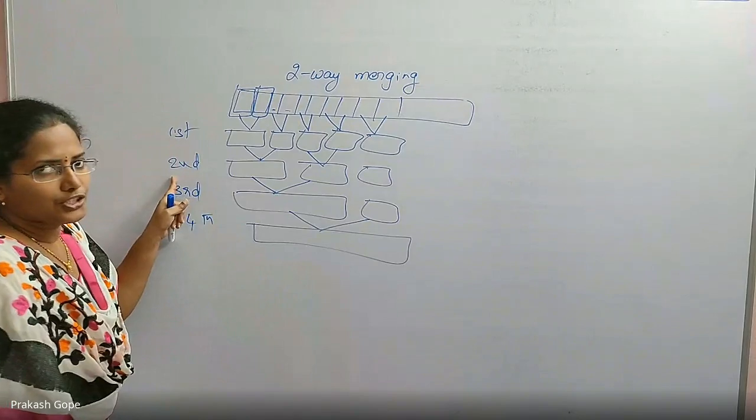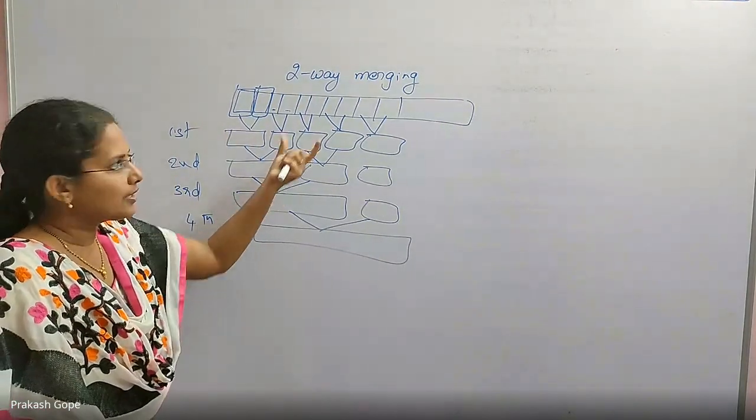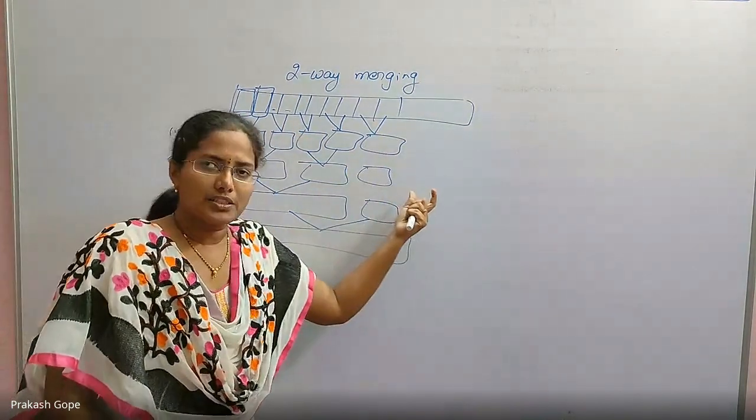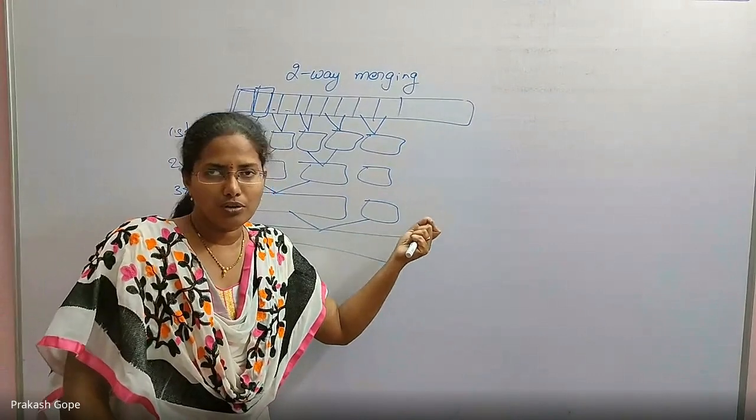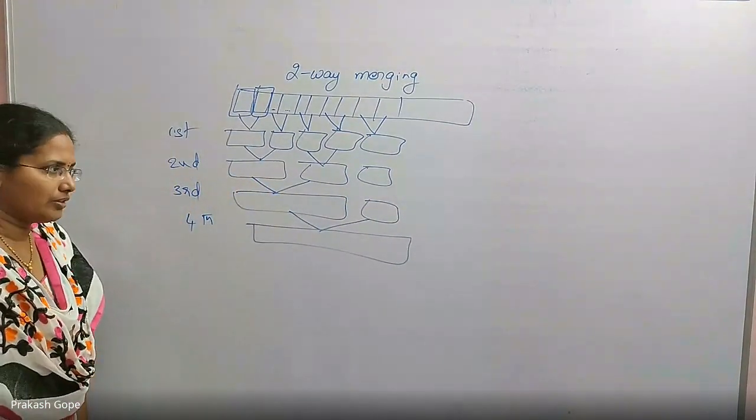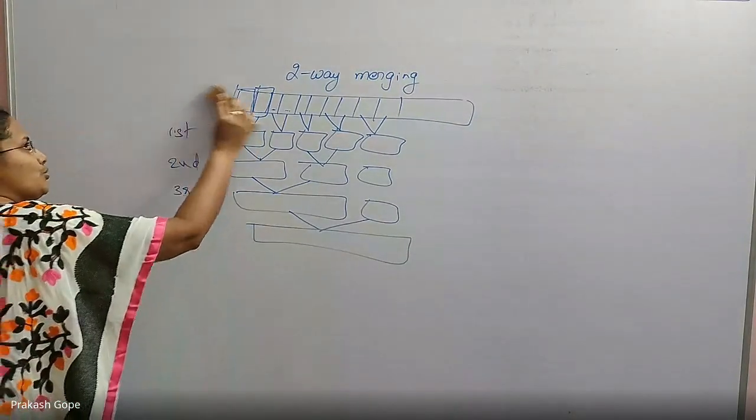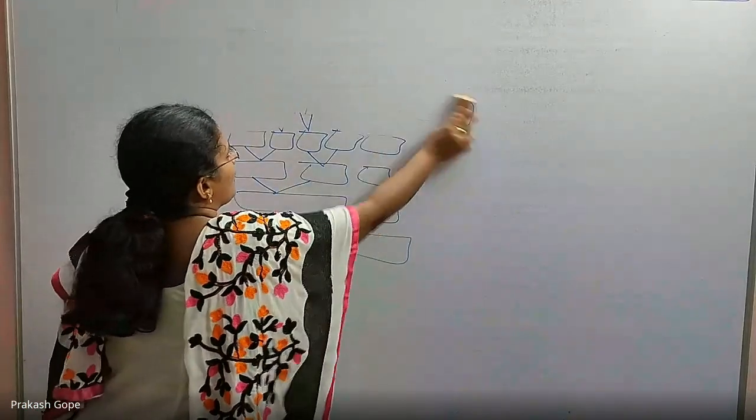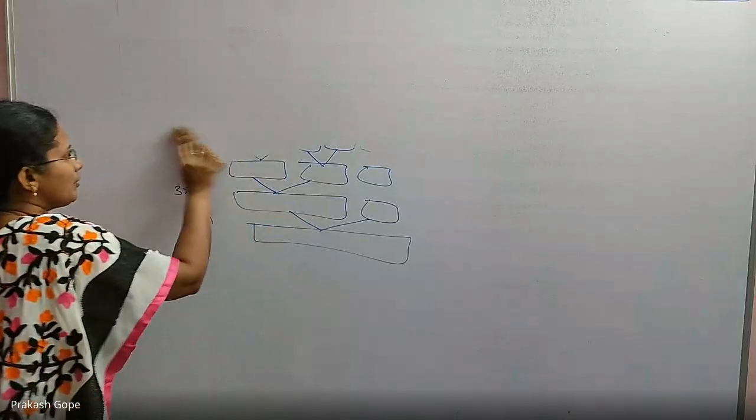If it is the second iteration, first 4 are sorted, next 4 are sorted, next 4. If there are not 4, only 2, then only 2 are sorted. Like that we give the answer. Okay, this is two-way merging. And now, optimal merging pattern.